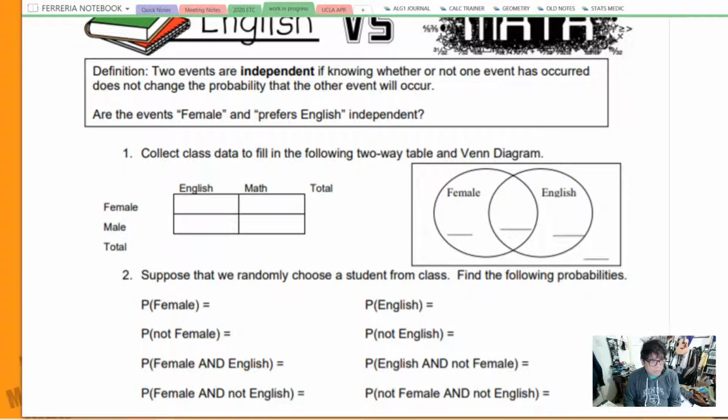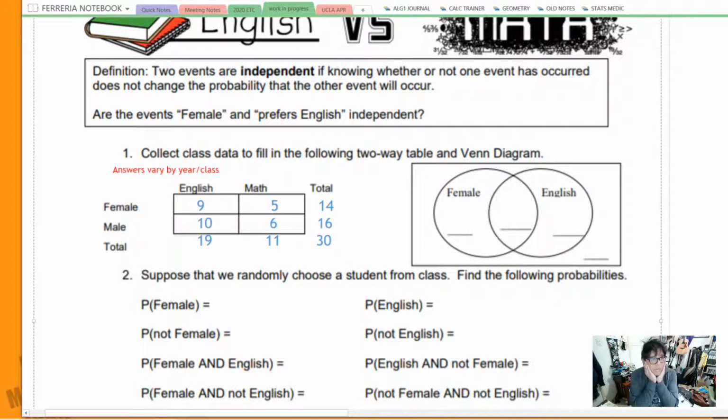So what we're going to do is collect class data and fill out this two-way table and Venn diagram. Obviously there's no class for us to get class data from, so we'll take a look at some from a previous class of mine. Here we have one year's class. There were 14 females, and 9 of them preferred English, 5 preferred math, for a total of 14. The males were split 10 and 6, and as a class it was 19 and 11.